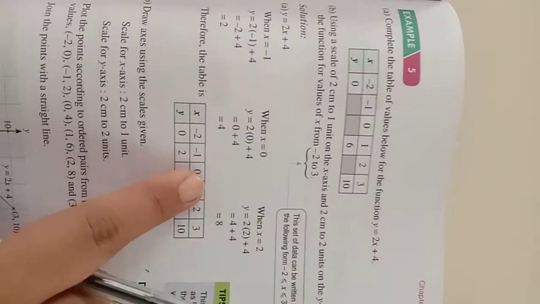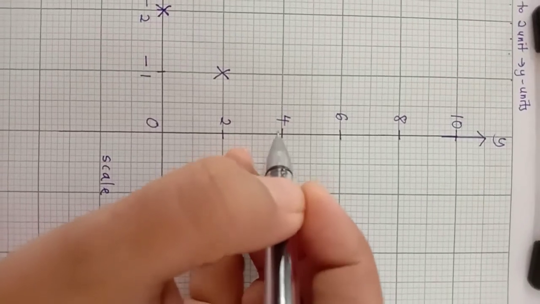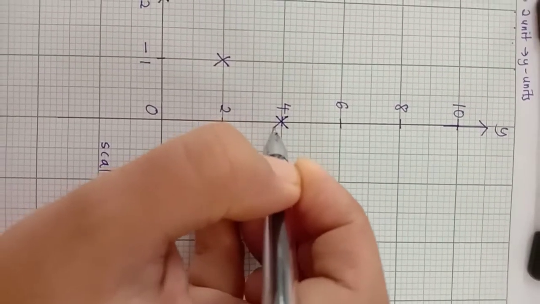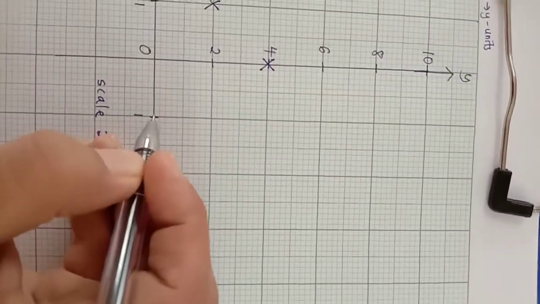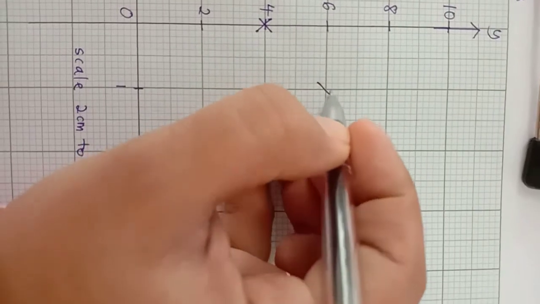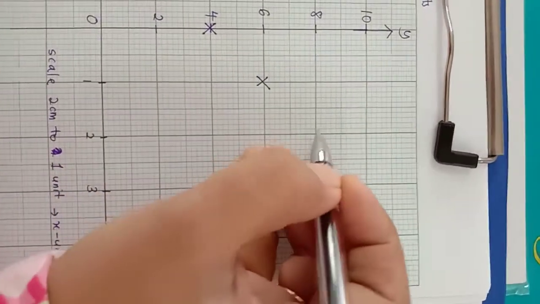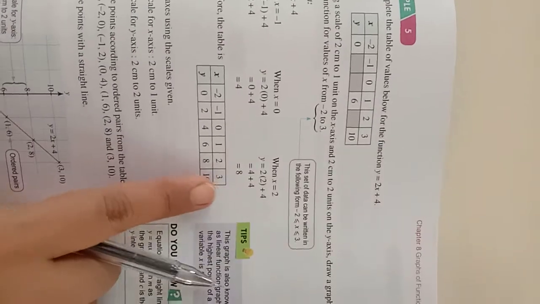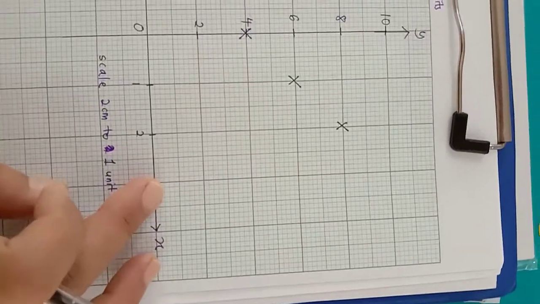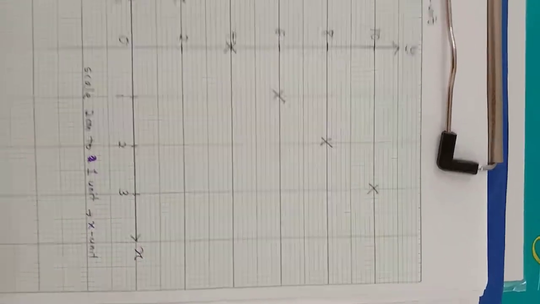Okay, the third one, 0, 4. x is 0, y is 4. So we mark it here. Next, 1, 6. 1, 6 here. Then 2, 8. 2, 8. And the last one is 3, 10. 3, 10, here.